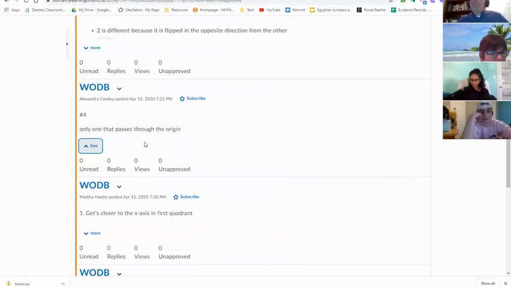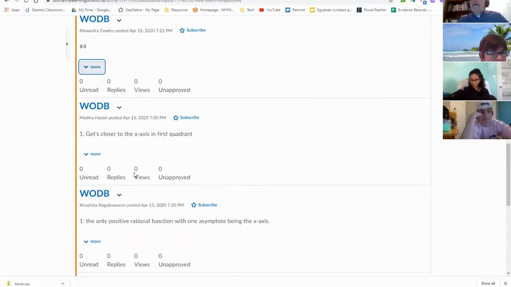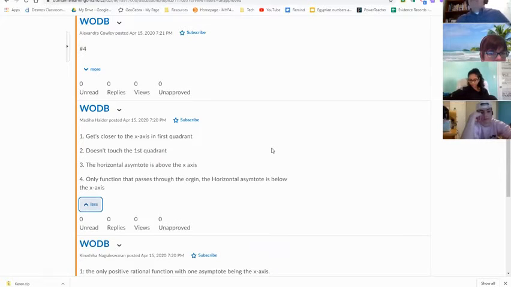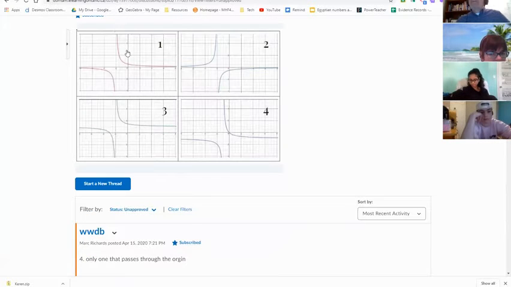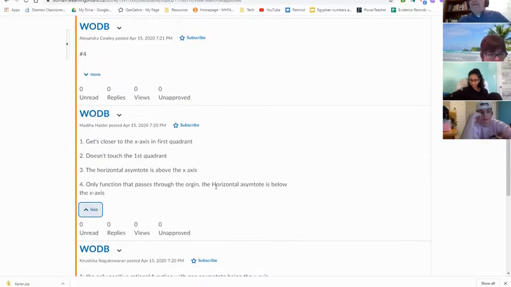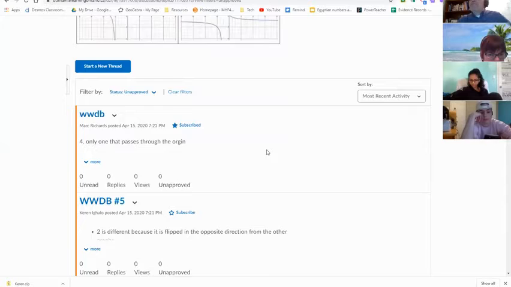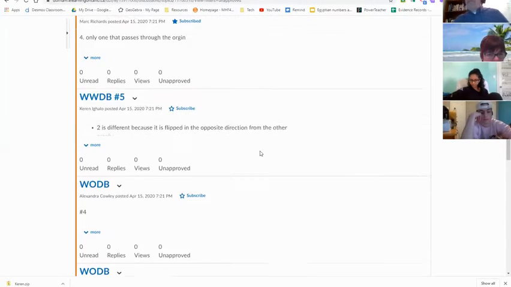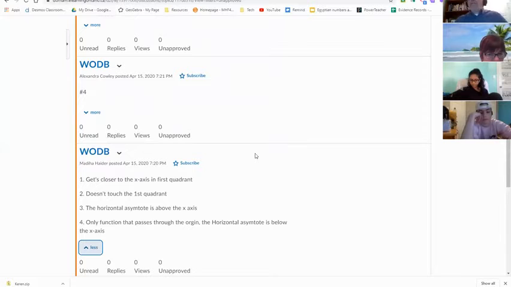Alex told me about number 4. Madiha told me number 1 gets closer to the x-axis in the first quadrant. Yes, so does number 2, by the way. It just comes from a different direction, and number 3 doesn't, but number 2 also gets there. Number 2 doesn't touch the first quadrant. That is true, and it's elaborating or connecting what Karen said before.